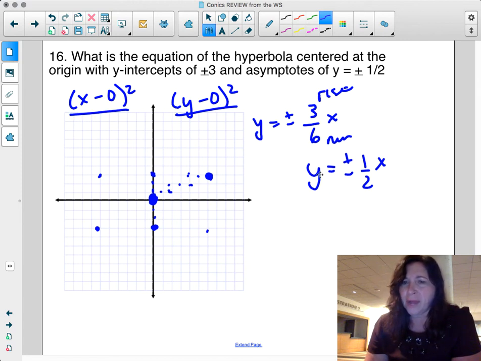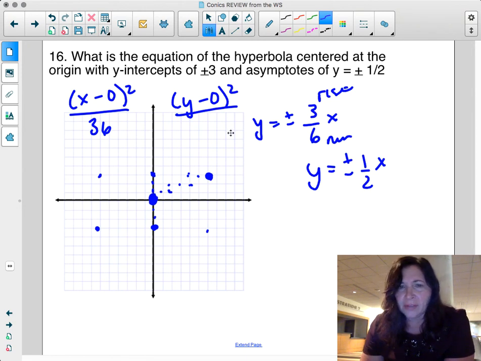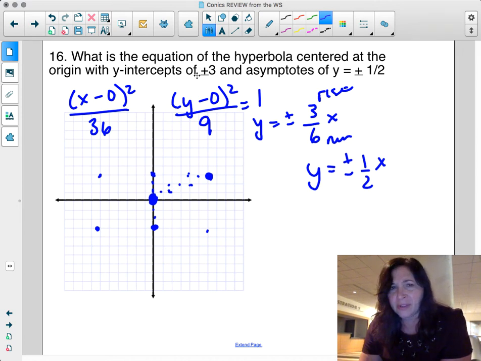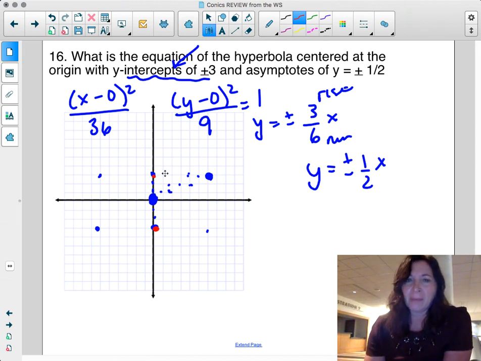underneath these values, under x, it's going to be 36. Because for me to go right and left, that's got to be 36. Underneath the y is going to be, that's 3, so this is going to be 9. We know this is equal to 1. We know that it's centered and has the asymptotes at 1/2. And what I believe they meant by saying it has y-intercepts, because they didn't tell us one way or the other where my vertices were, I'm assuming that they're saying that actually my vertices are here and here. Instead of saying that my intercepts are there, they actually meant my vertices are there.